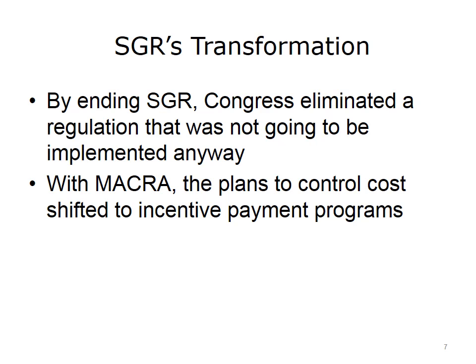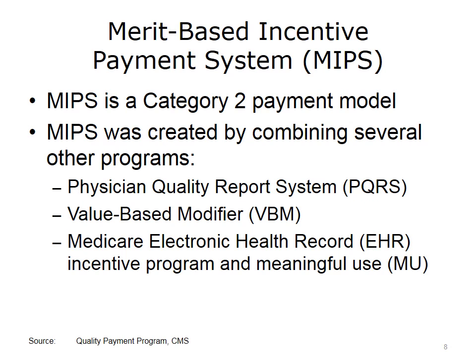By ending SGR, Congress eliminated a regulation that wasn't being implemented. The goals of SGR, of reducing the growth of the cost of care, were instead rolled into the MACRA legislation. Under MACRA, the plan for reducing healthcare costs takes a different approach. Instead of cutting costs across the board, MACRA implements two types of incentive payment programs aimed at reducing costs. The first is called Merit-Based Incentive System, or MIPS, and the other is called Alternative Payment Models, or APMs. This lecture covers the details and mechanisms of MIPS. To begin a discussion of MIPS, first recall the payment model framework reviewed earlier.